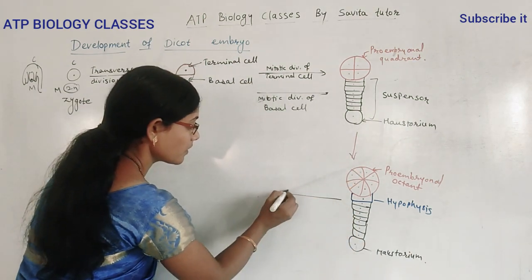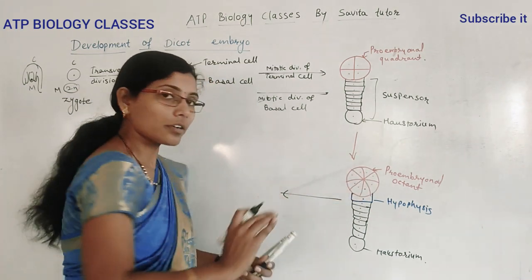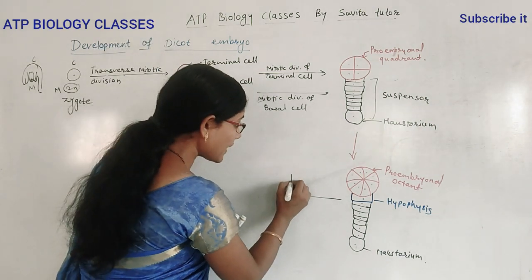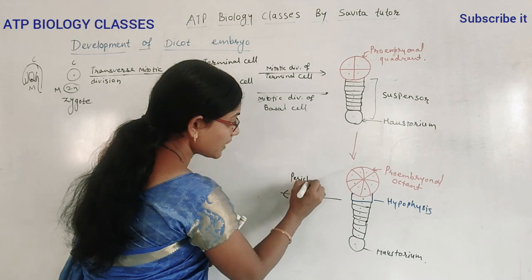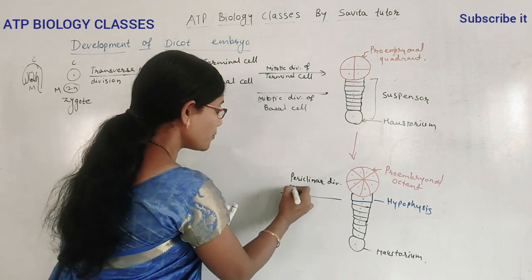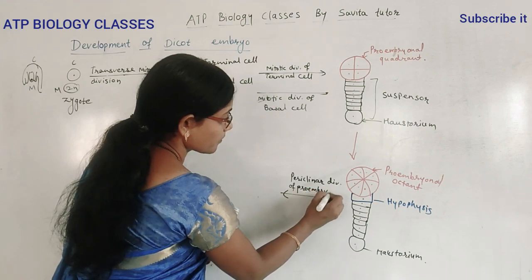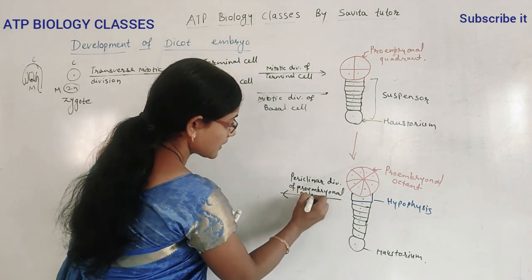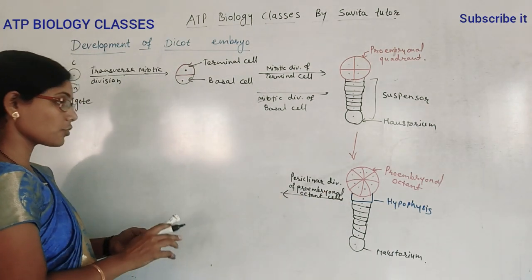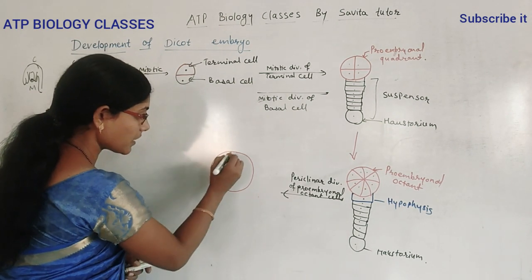Now, the next step is that the proembryonal octant cells undergo the periclinal division. Right? Here the periclinal division takes place. Periclinal means outward division of proembryonal octant cells, and it results in the formation of such type of structure. See how the periclinal division is taking place.